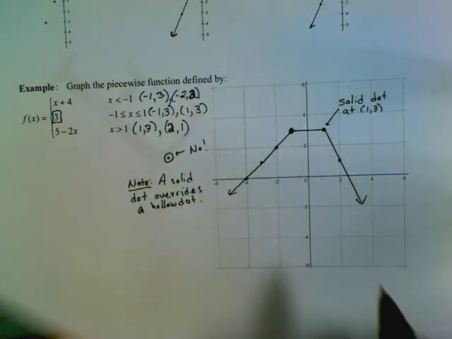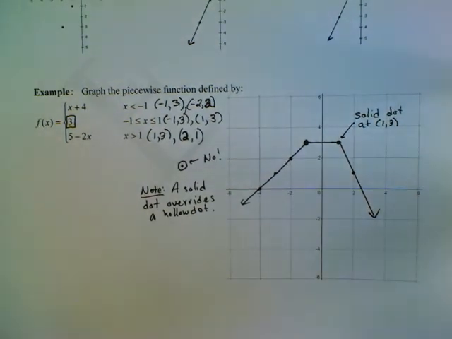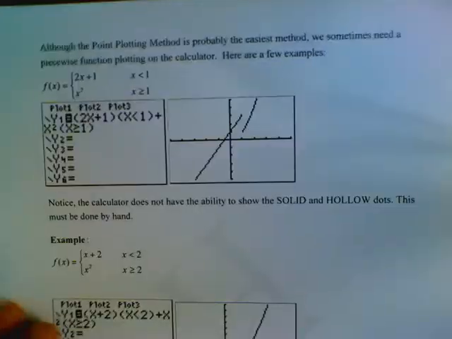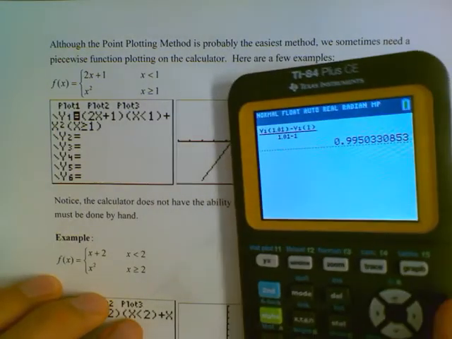And there you have it, folks. That's your trapezoidal looking graph. It's a piecewise function. All right? It doesn't happen often, but sometimes it's easier to graph on a TI-84. I'm going to show you how to do that.